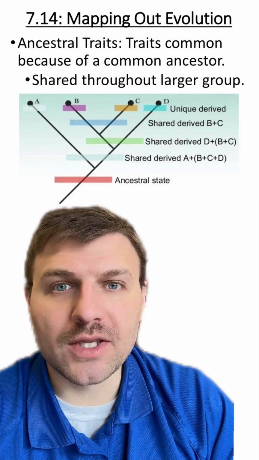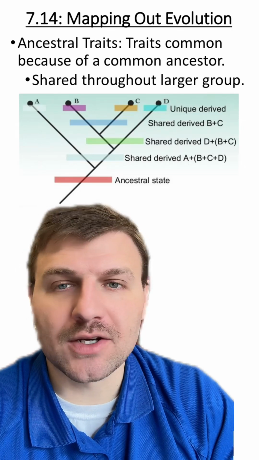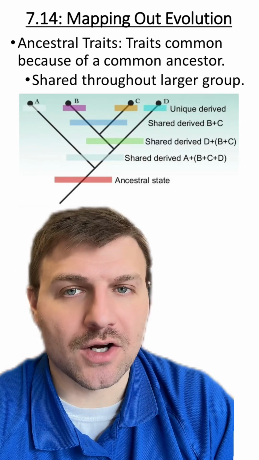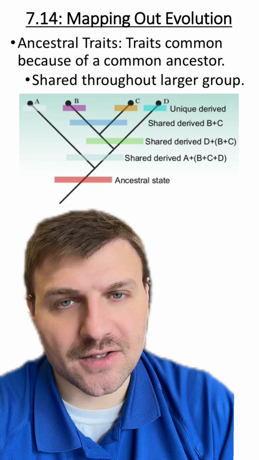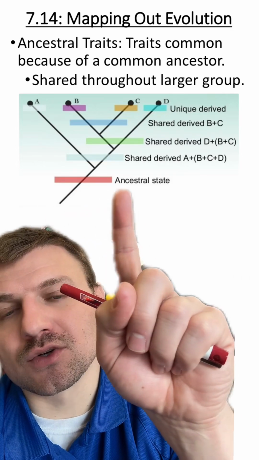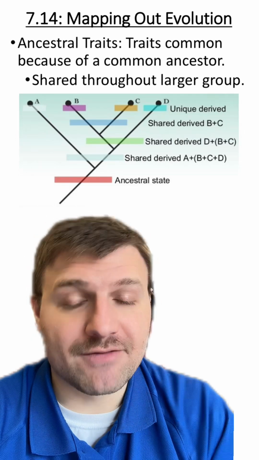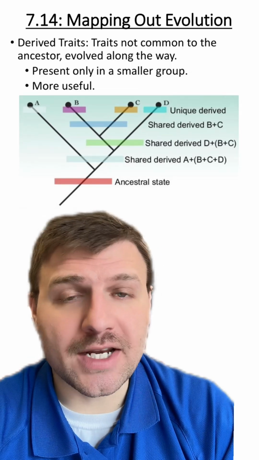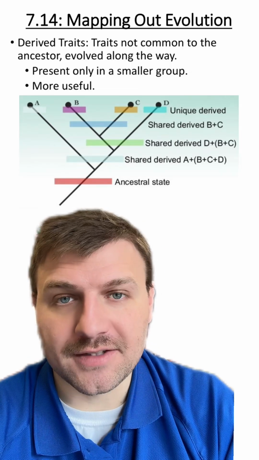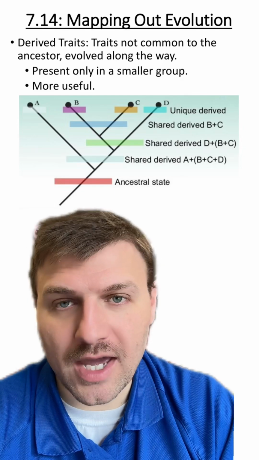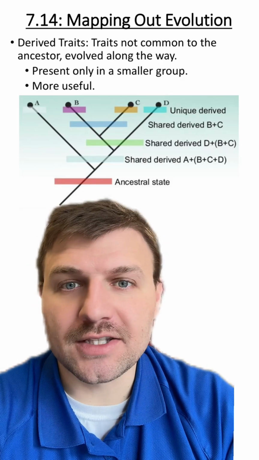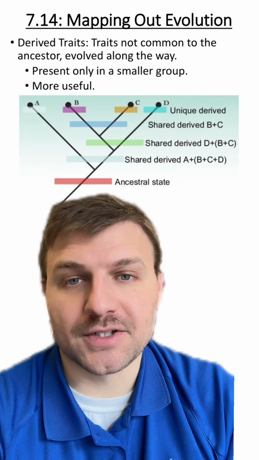One of the ways that we look at how species are related is through something called ancestral traits. These are traits that are common because of a common ancestor. You can see this is an ancestral trait because all of the species, A, B, C, and D, have that trait. A derived trait is not common to all of the ancestors, which means it evolved along the way. More specifically, it is unique to certain species on a particular cladogram.